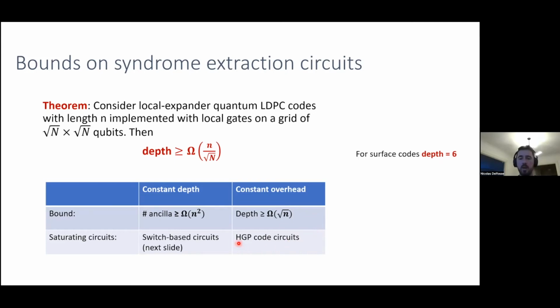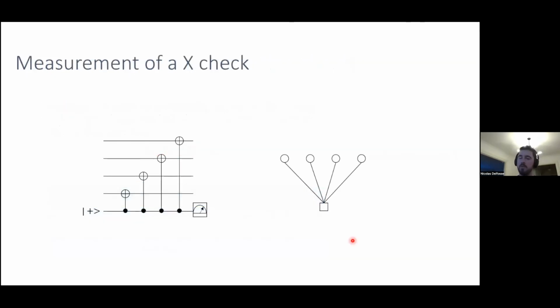I'm going to discuss one example of such a circuit, and we simulated this one that gives us the constant overhead that we want for LDPC codes, and we'll see the performance later. Okay, so first I'm going to give you an example of a circuit that's saturating our bound. We have a class of circuits that works for all CSS codes and that will achieve a constant depth, just to show you what it costs to achieve a constant depth syndrome extraction circuit with LDPC codes.